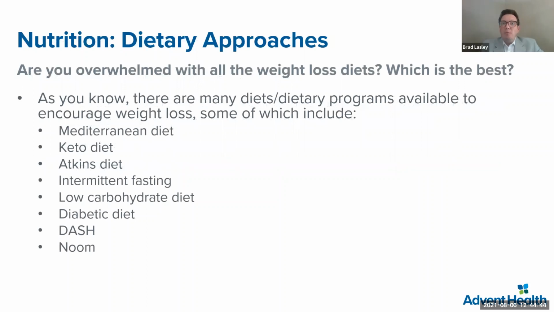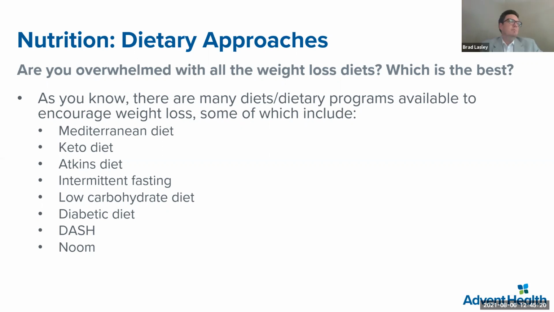So, are you overwhelmed with all the weight loss diets and which is the best and which should I choose? So as you know, there's many diet programs available to encourage weight loss. And there's some that I've included here. The one that we recommend most and that has the most data proof behind it is a Mediterranean diet. A Mediterranean diet is going to be a more low glycemic diet. It's going to be kind of rich in healthy fats. It's going to help you kind of with your protein intake. They do a lot of grilled chicken. It's a diet full of vegetables, but again, in some of those very healthy fats. So Mediterranean diet is the one that we do highly recommend.